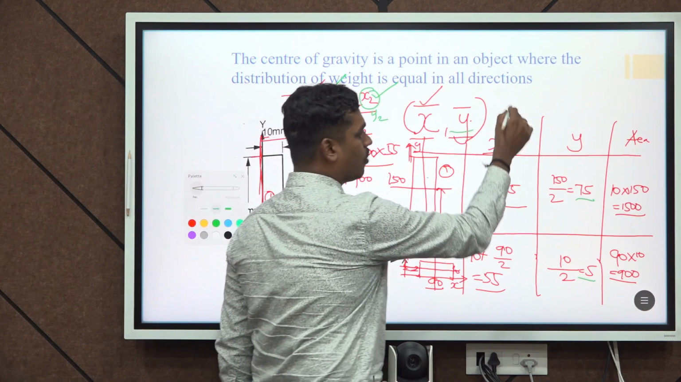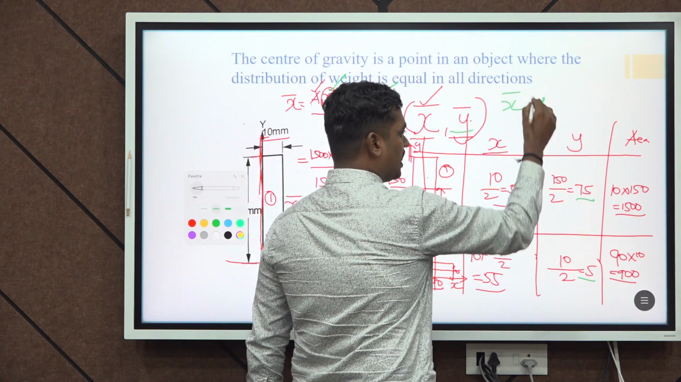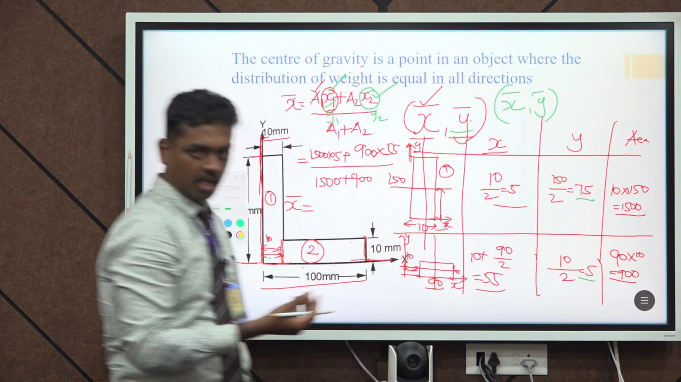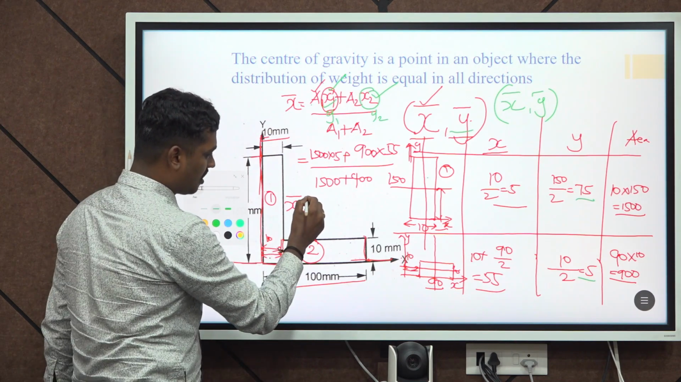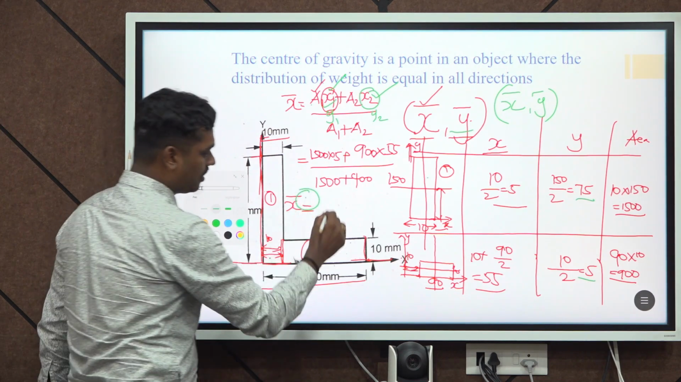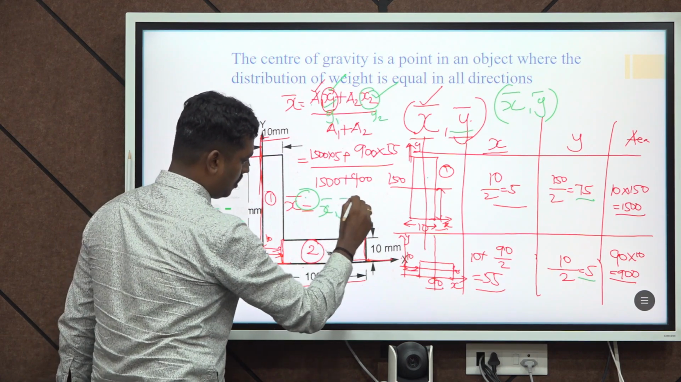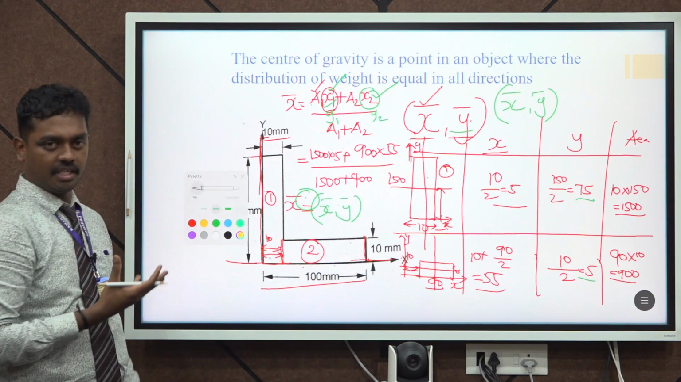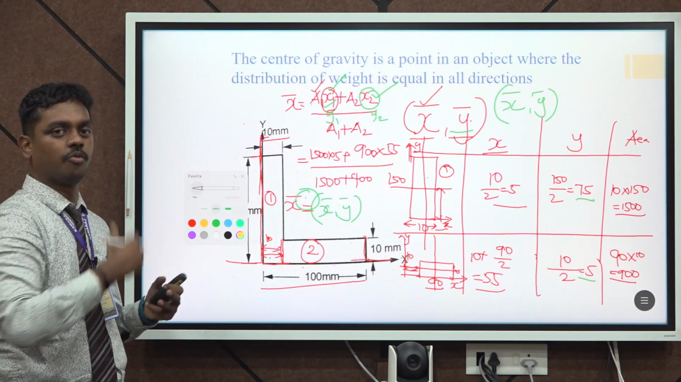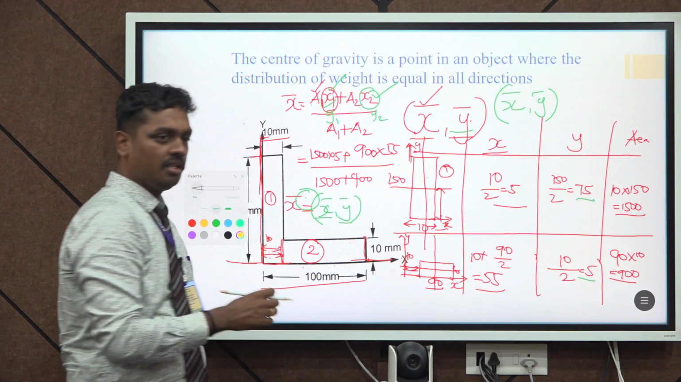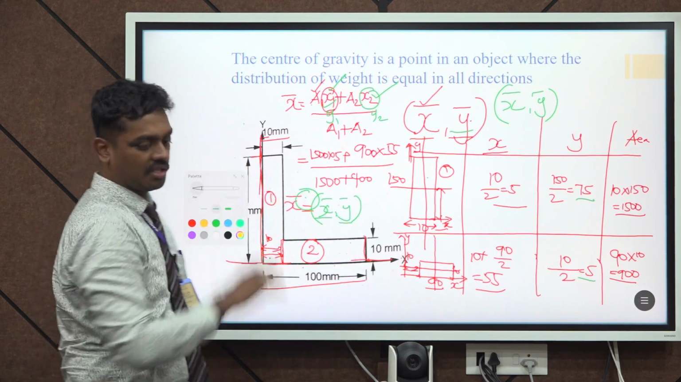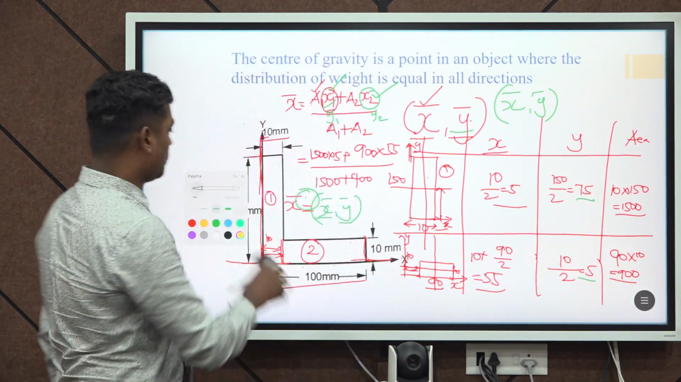So the x bar and y bar together represent a point which will be placed somewhere here. This is the point where the whole weight of this particular object is assumed to be concentrated. So we will be calculating the location of the center of gravity here. This is the basic problem in center of gravity.